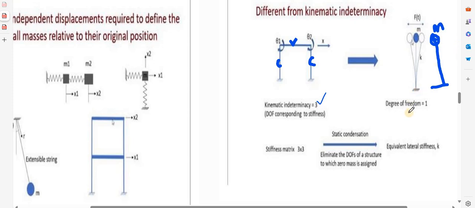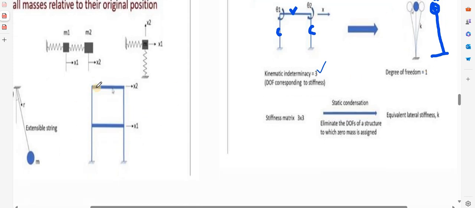Here the degree of freedom will be only 1, because degree of freedom means how this mass can move. This mass can move only along the horizontal axis. So the degree of freedom is 1. In static analysis, the degrees of freedom of this system is 3, but when it comes to dynamic analysis, it is only 1.